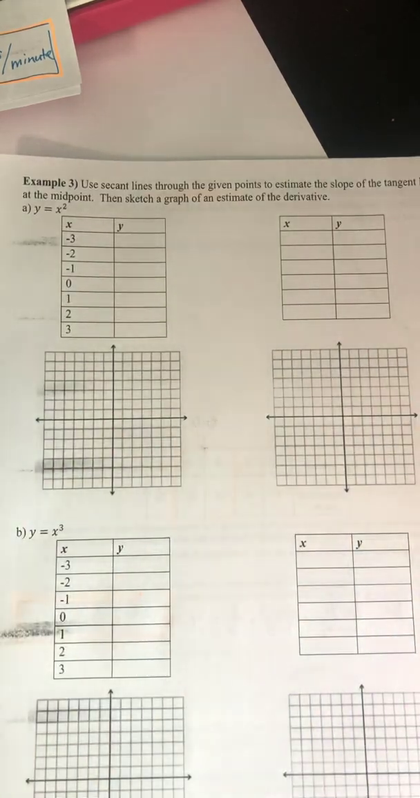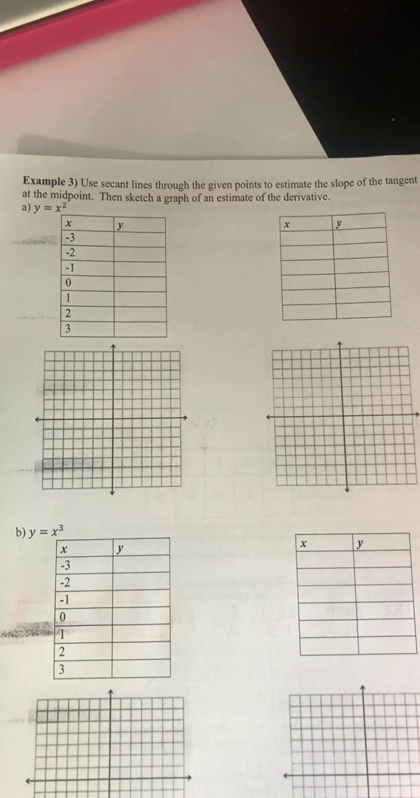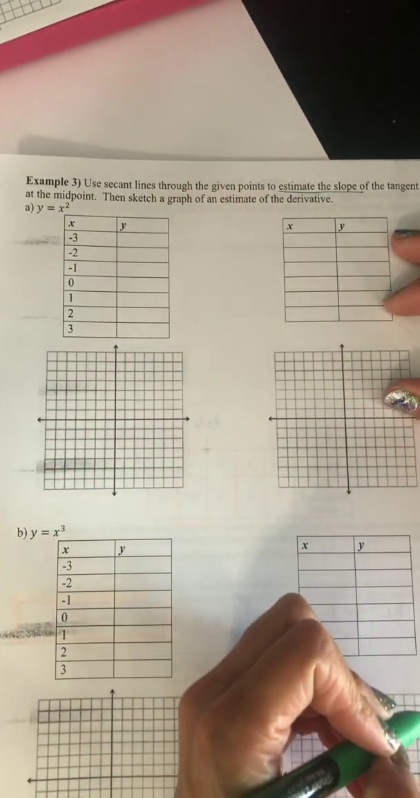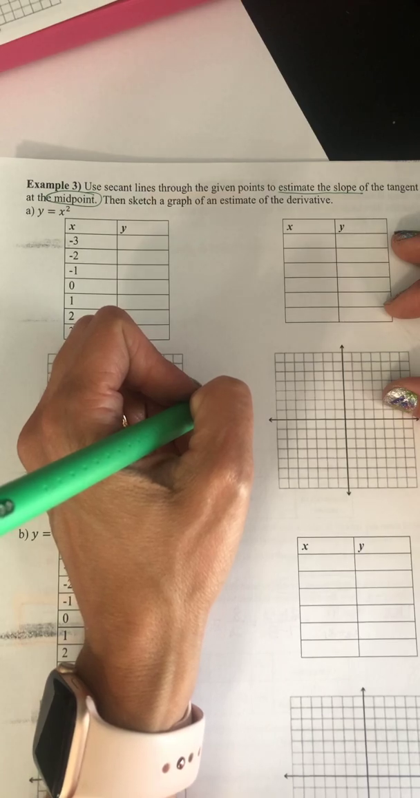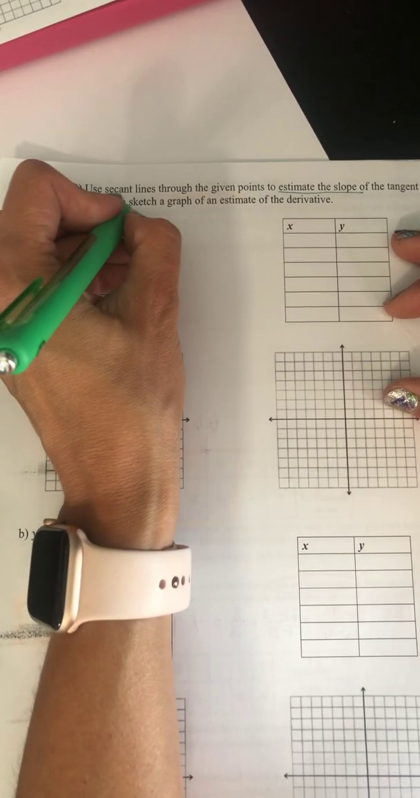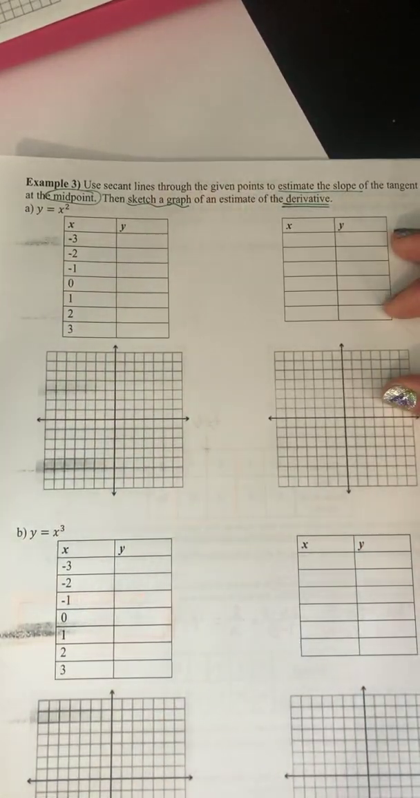Example 3. We're going to use secant lines through the given point to estimate the slope of the tangent lines at the midpoint, and then we're going to sketch a graph of the estimate of the derivative. Okay, so we're going to start with what are we trying to do here? Well, we're going to be estimating the slope of the tangent lines at the midpoint, and then sketch a graph of an estimate. So sketch graph of an estimate of the derivative.